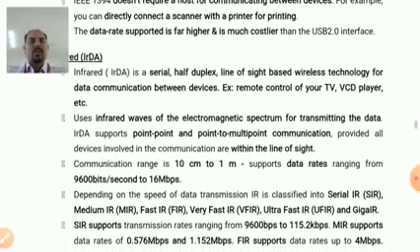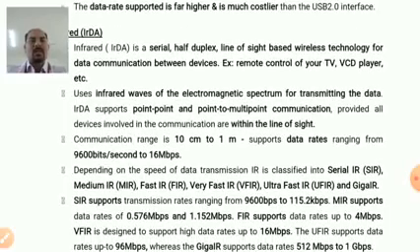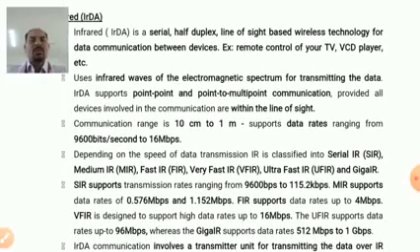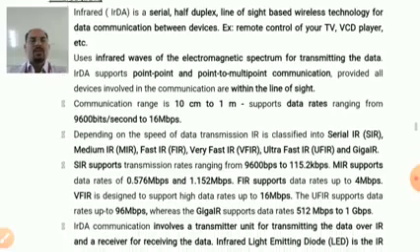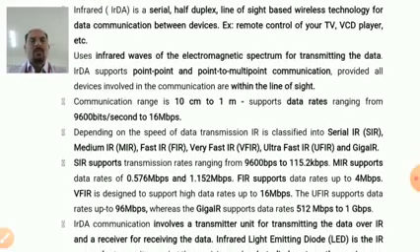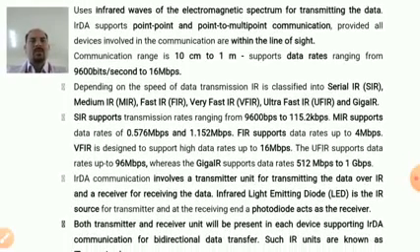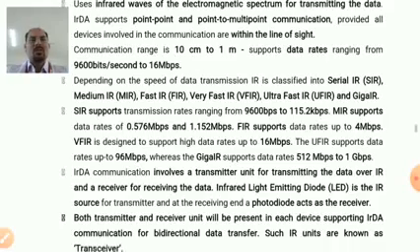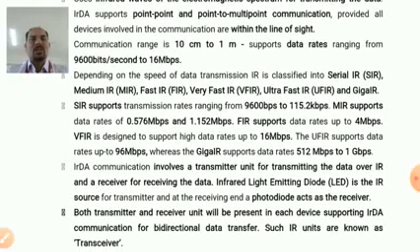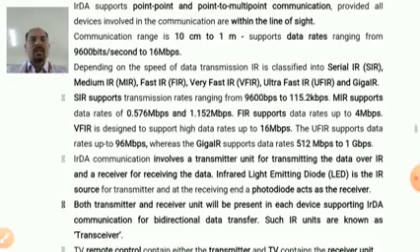This uses infrared waves of the electromagnetic spectrum, and supports point-to-point and point-to-multipoint communication. That is, it supports devices within the line of sight only. The communication range is between 10 centimeters to 1 meter, and it supports data rates of up to 9600 bits per second to 16 megabits per second.